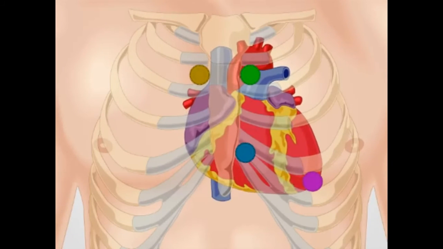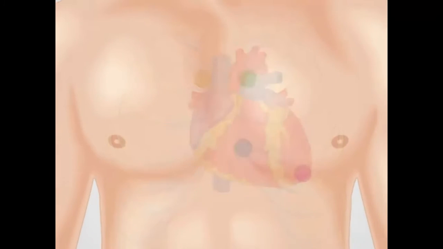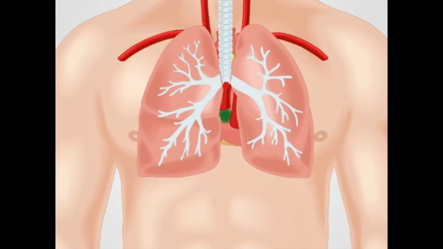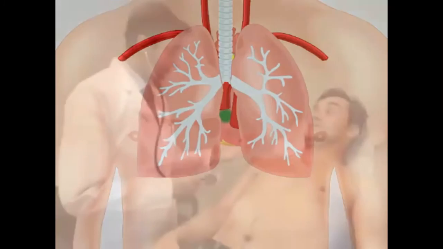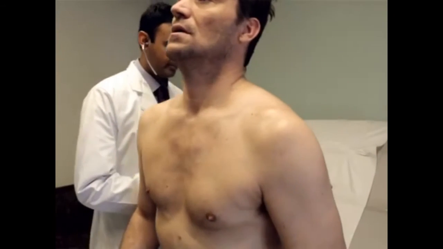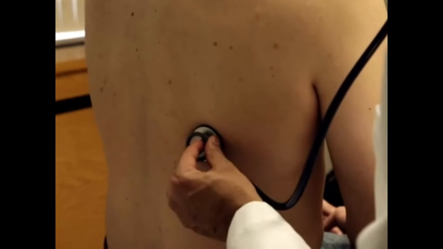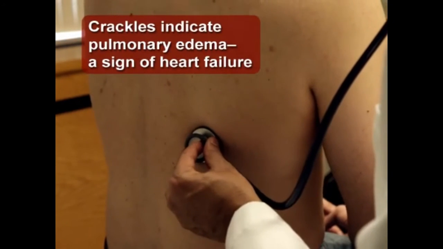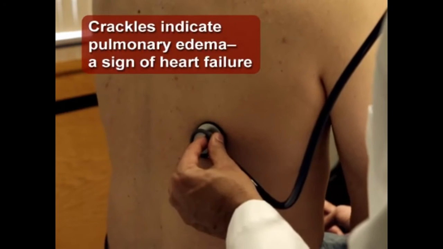In addition to the 4 valve-associated landmarks, auscultation of the lungs and major arteries can provide essential information regarding the cardiovascular functioning. Using the diaphragm, auscultate at the base of the lungs to listen for any crepitations or crackles, which indicate pulmonary edema, a sign of heart failure.